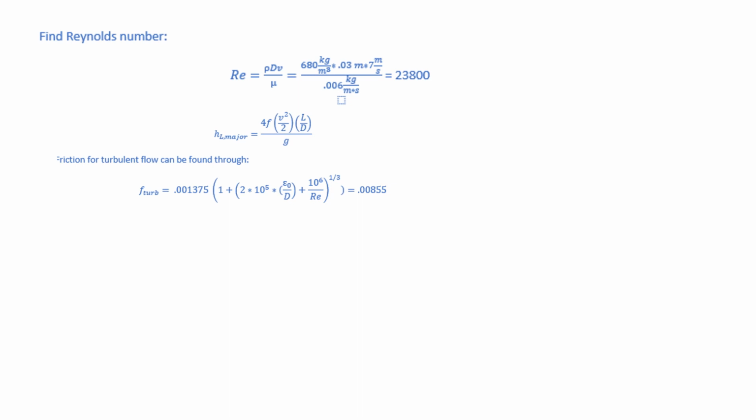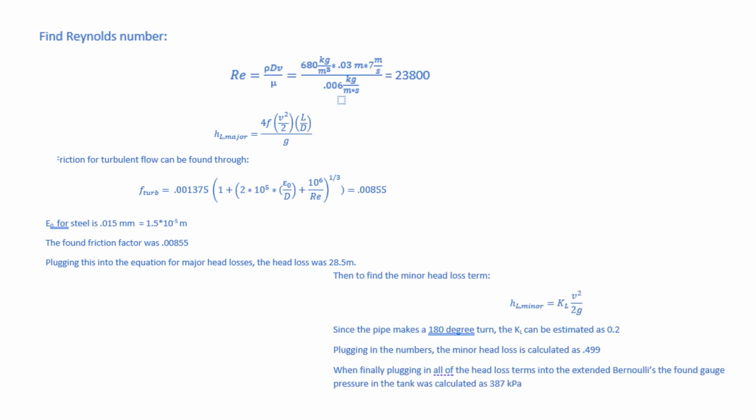We first have to find that friction factor for turbulent flow with that equation seen below. And you can see the friction factor found there. Plugging all those numbers into the head loss equation, including the friction factor for turbulent flow, we're going to get a head loss of around 28.5 meters.